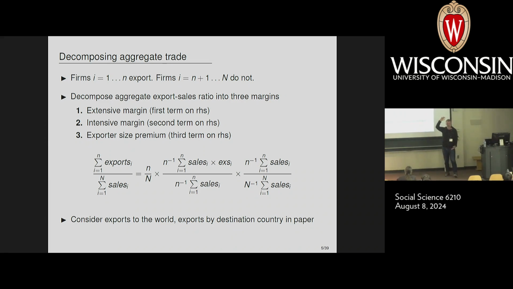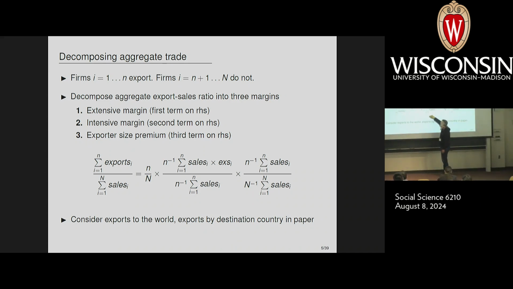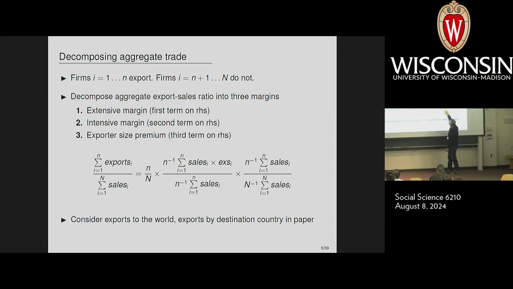Exporters are bigger than non-exporters. That's just a fact. And so you've got these three terms here. Are more firms exporting? Conditional on exporting, are they selling more? And then how much bigger are these exporters versus non-exporters?